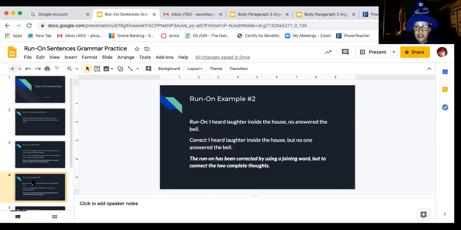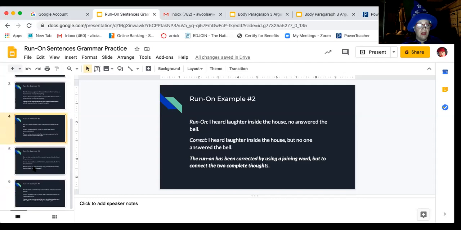Run-on example number two. I heard the laughter inside the house. No one answered the bell. Incorrect. Run-on sentence. Correct. I heard laughter inside the house, but no one answered the bell. You'll notice a but there, transition word. I want you guys to use those. So the run-on has been corrected by using a joining word, but, to connect the two complete thoughts. Also, the comma. Don't forget the comma.